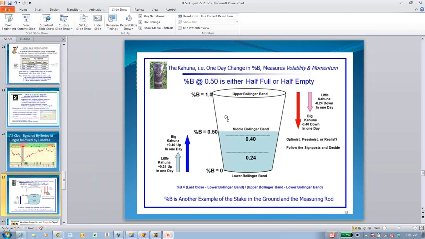You can figure out where you are for a stock or a market by knowing what your percent B is, with the top band being at 100 or 1.0, the lower band at 0. If you're above 1, you're above the band. If you're below 0, you're below the band. If you're at 0.5, you're in the middle.